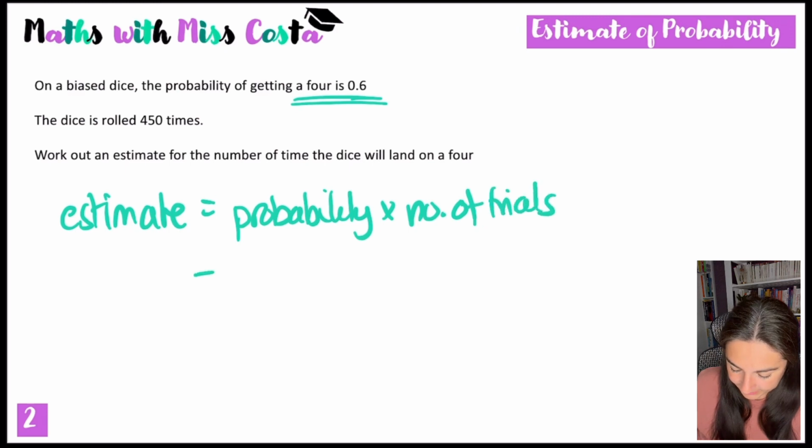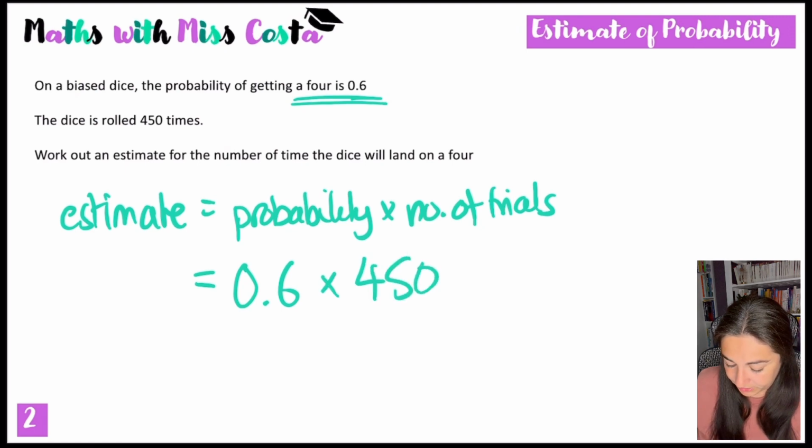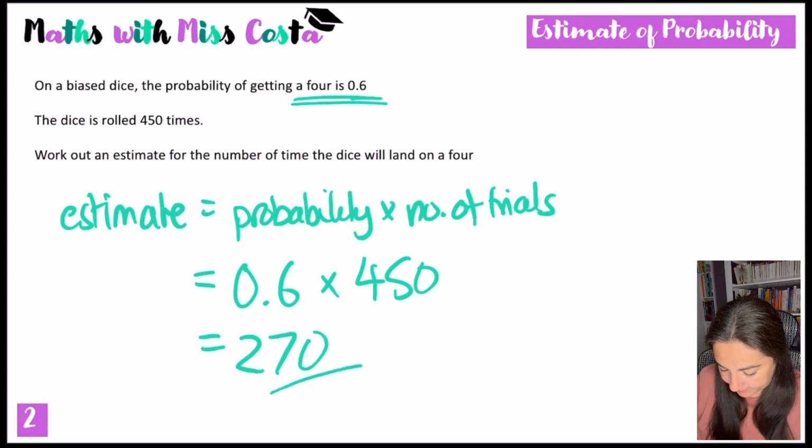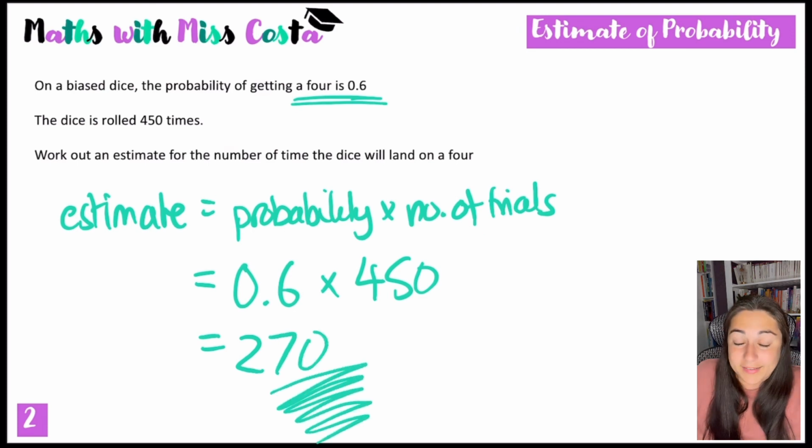So in this case, the probability of it happening is 0.6, and I roll the dice 450 times. So I just do 0.6 times 450. And that gives me 270, and that is an estimate for my probability. So that is it.